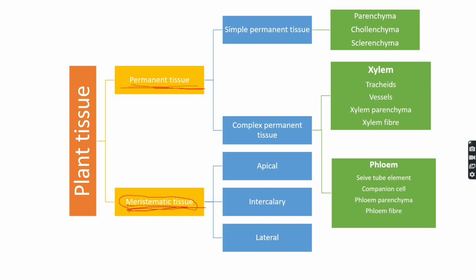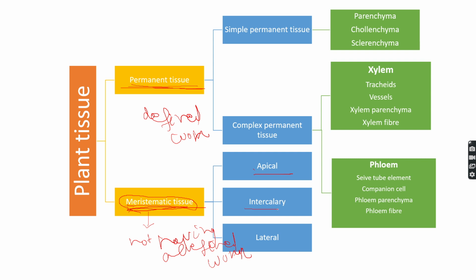Meristematic tissues are those which do not have a defined work. But permanent tissues have a defined work. Meristematic tissue can be of three types: apical, intercalary, and lateral. This categorization is on the basis of their position in the plant. And permanent tissue can be of two types: one is simple permanent tissue, another is complex permanent tissue.